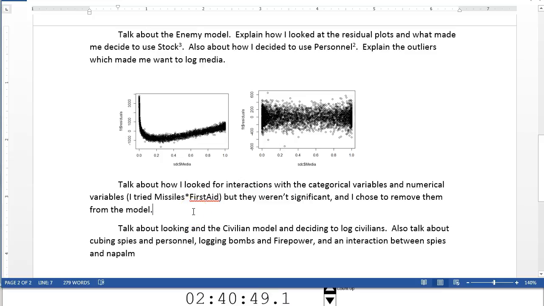This is especially valuable for me as a teacher because I need to know that you understand what those interactions are and that you know how to look for them. And if it turns out your data doesn't have any, that's all right, but you've explained what you would have done had there been some.